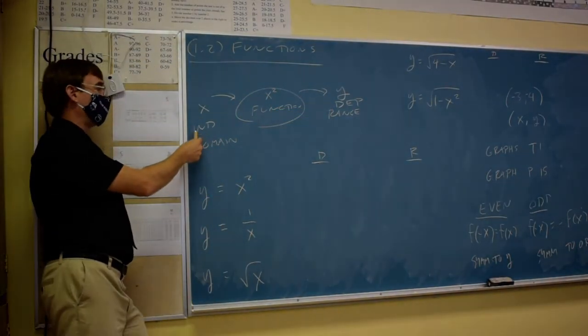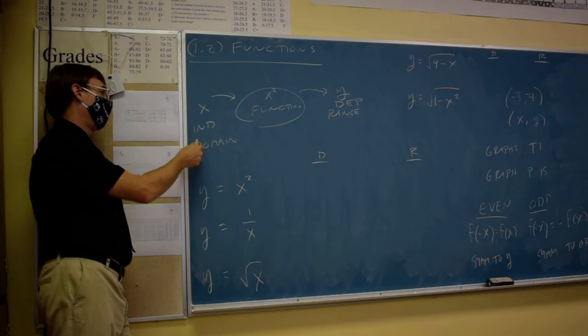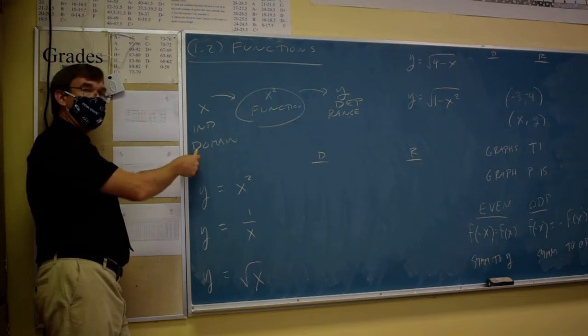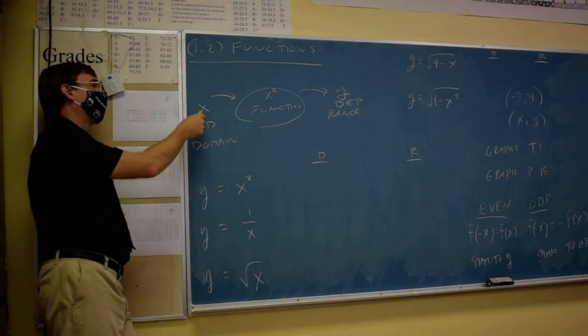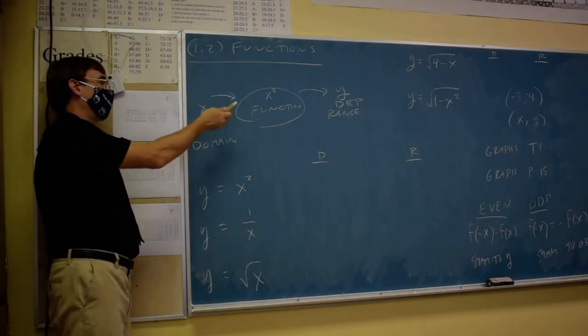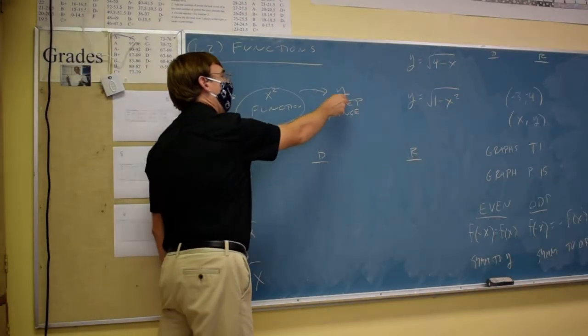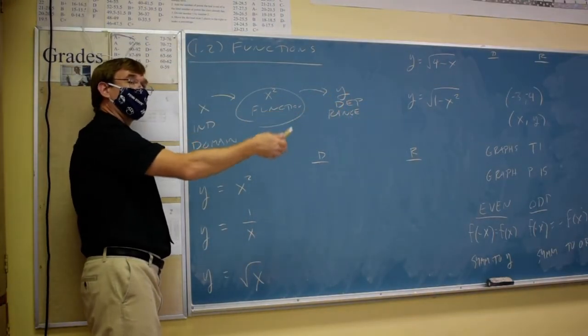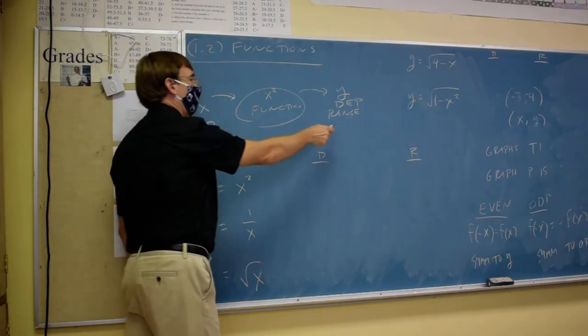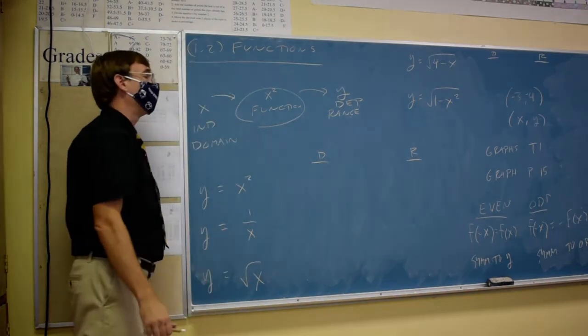The x has always been called the independent variable, and it's also been called the domain. We haven't used that word a lot together in our classes in the past, but that's a word for today. The domain is just a reference to the x's that are able to go in. The y's are the dependent variable because what comes out depends on what you put in, and the y's you can get out are called the range.